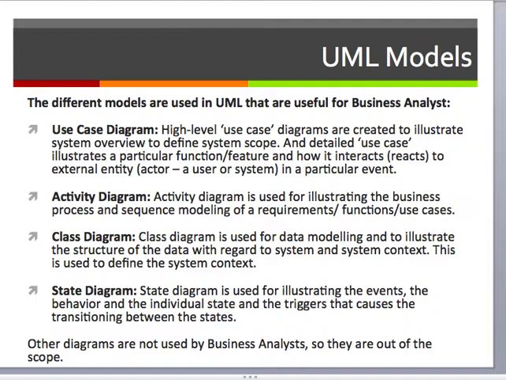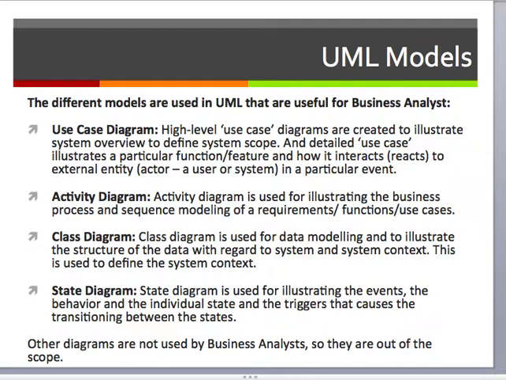Then we talk about the activity diagram. The activity diagram is used for illustrating the business process sequence modeling of a requirement or function or use case. If you are creating the activity diagram, then you do not create the process diagram, otherwise it will be duplication. Okay, so you can use one of them to describe your process. Okay.